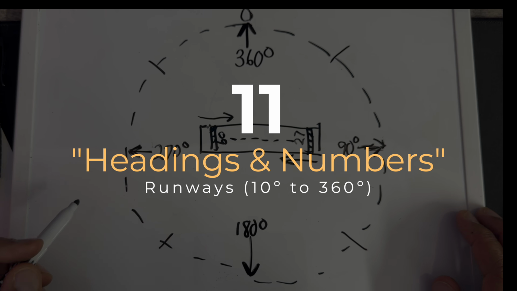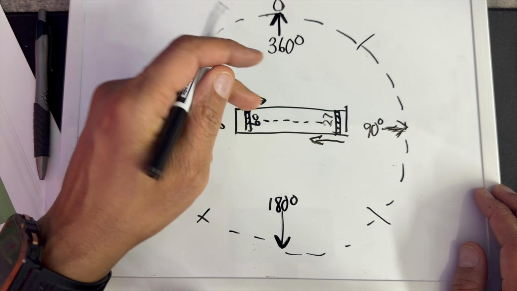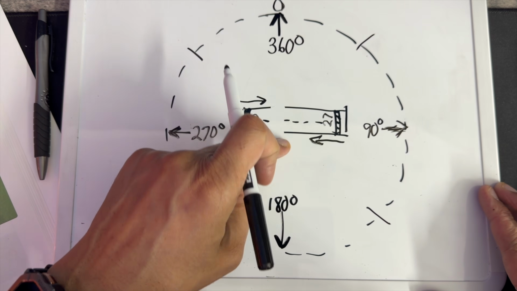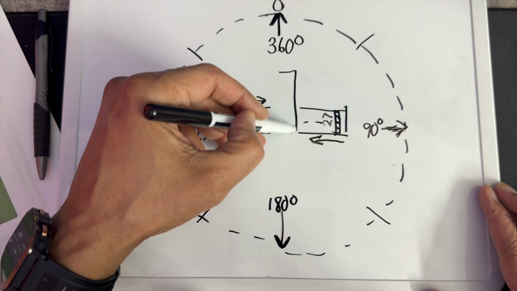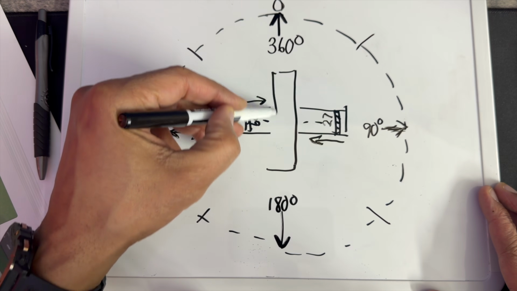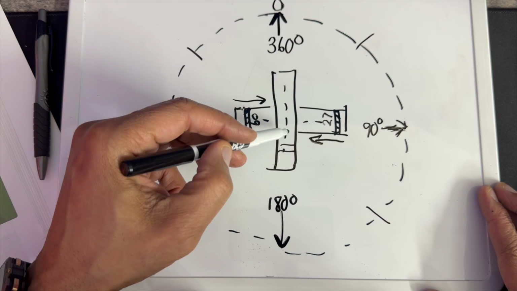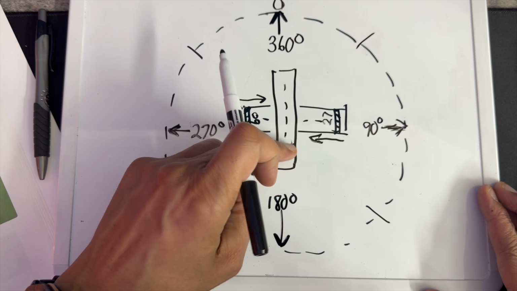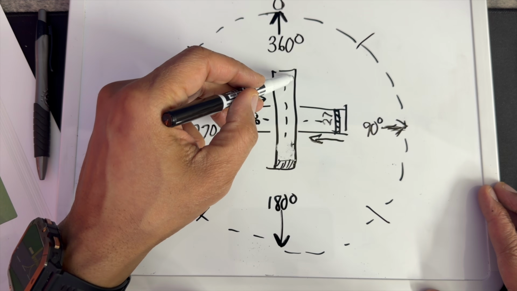Now, let's take a look at 360 degrees as opposed to 180 degrees magnetic heading. And I'm going to draw a runway again. Please don't mind my artwork. I know I'm doing the best I can here. You can see that the runway that I'm illustrating now is in the direction of 360 degrees, and the other side of that runway is in the direction of 180 degrees.